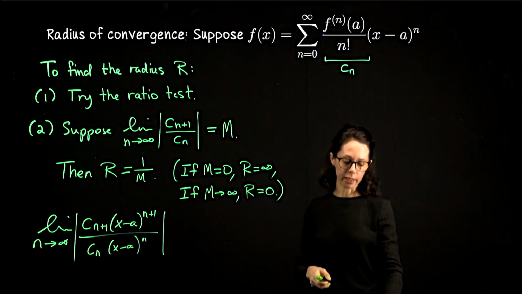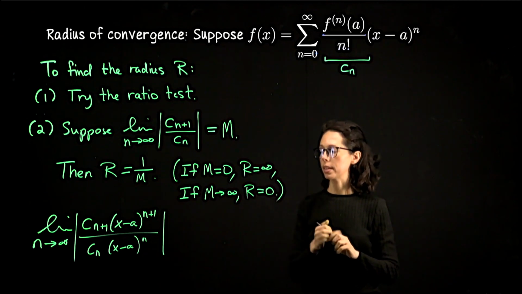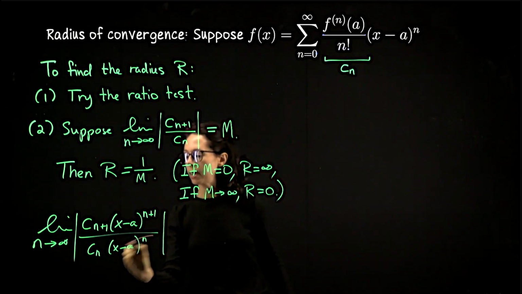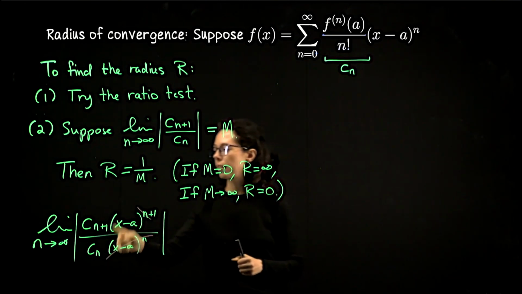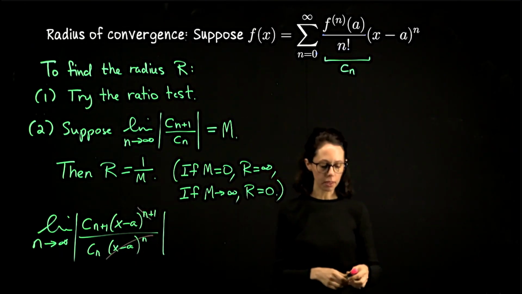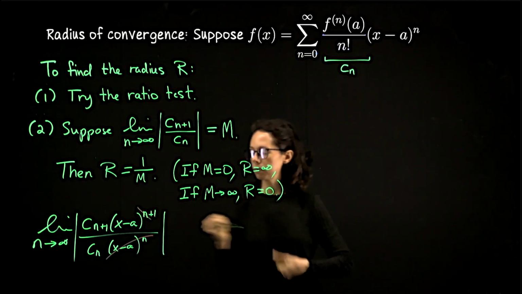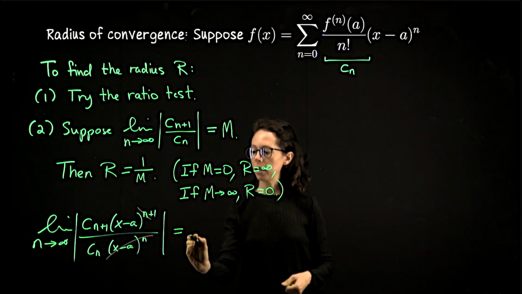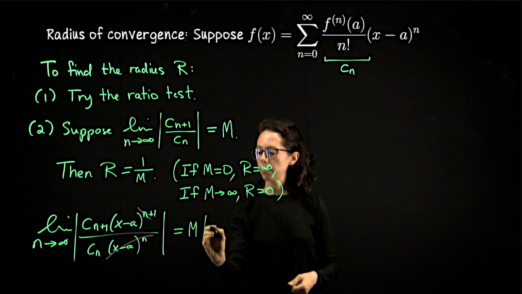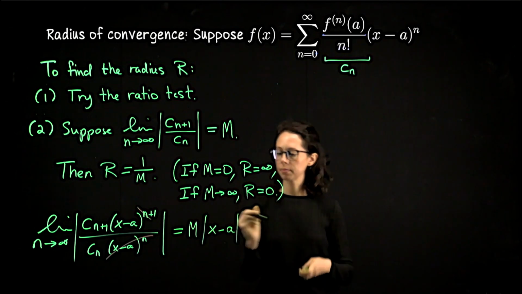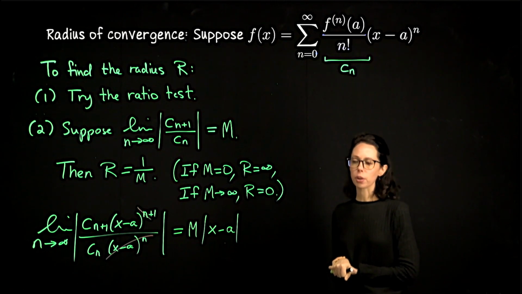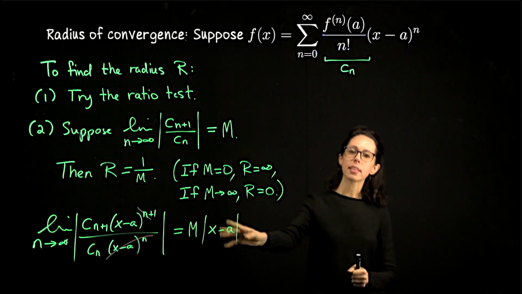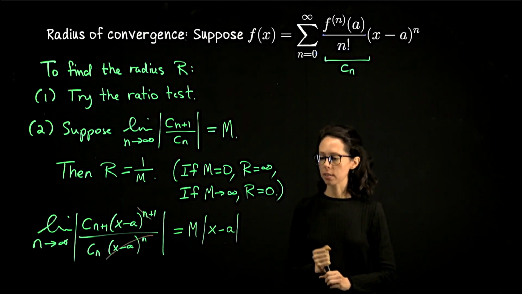Well, we can immediately compute this limit with this hypothesis. The x minus a terms simplify greatly. And then I'm assuming that this goes to this number m. So overall, this limit will be m times the absolute value of x minus a. For convergence with the ratio test, we want this less than 1. That gives us the radius of convergence.